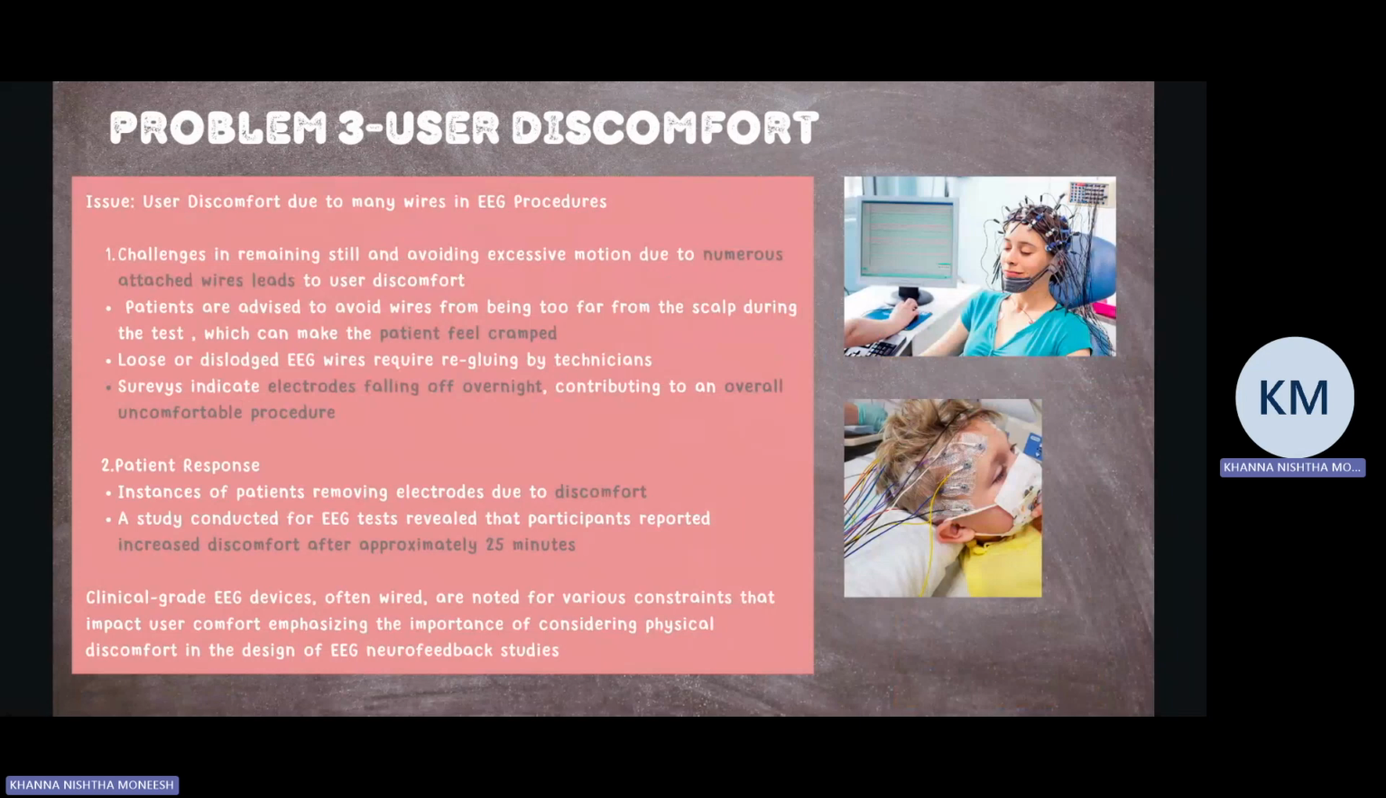The third problem is user discomfort due to many wires used in EEG procedures. Challenges in remaining still and avoiding excessive motion due to numerous attached wires lead to user discomfort. Many patients are usually advised to avoid wires from being too far from the scalp during the test, which can make the patient feel cramped and uneasy. Many surveys indicate electrodes falling off overnight, contributing to an overall uncomfortable procedure. When it comes to patient response, there are many instances of patients removing the electrodes due to discomfort. A study conducted for EEG tests revealed that participants reported increased discomfort after approximately 25 minutes.